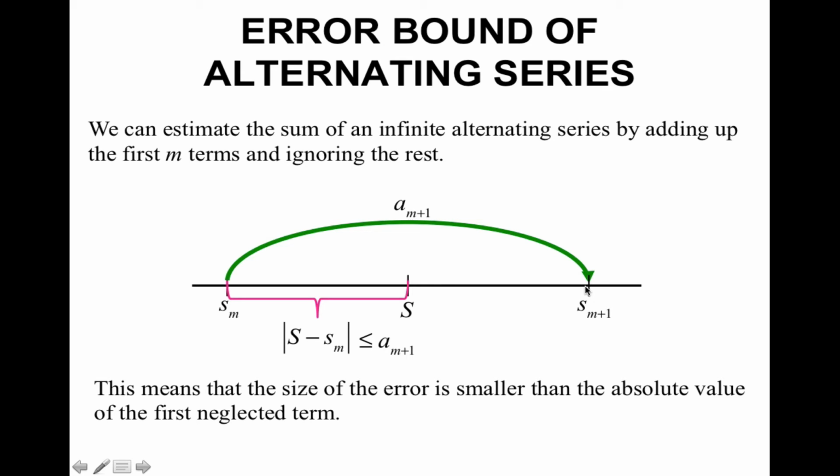So this basically means that the size of the error is smaller than the absolute value of the first neglected term. So the first neglected term would be the a sub m plus 1.